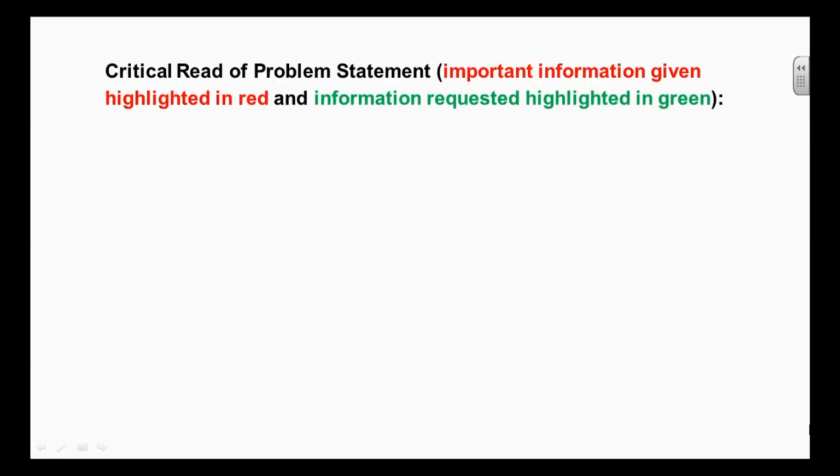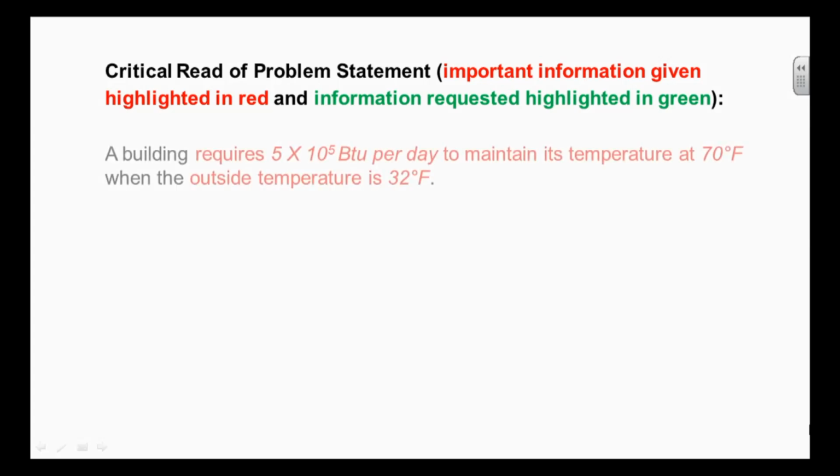First, let's do a critical read of the problem statement, highlighting in red the important information given and in green the information requested. A building requires 5 times 10 to the 5th BTU per day to maintain its temperature at 70 degrees Fahrenheit when the outside temperature is 32 degrees Fahrenheit.